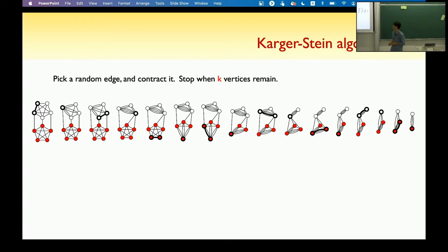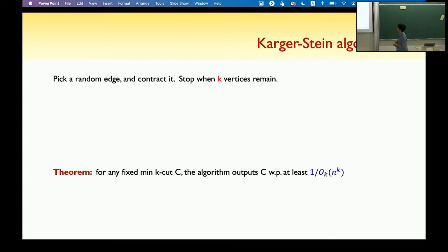But then the main theorem we're actually going to prove is the following theorem, saying that if you just look at one run of the Karger-Stein algorithm, then if you fix any minimum k cut c in the beginning, then the probability that this algorithm will output exactly this cut c is at least 1 over n to the k. Okay, so this is the theorem we're going to prove.